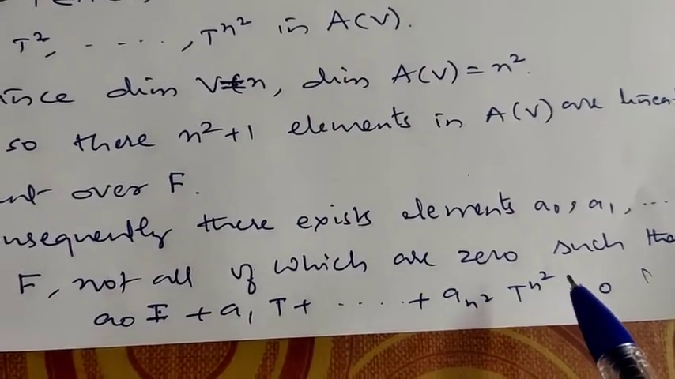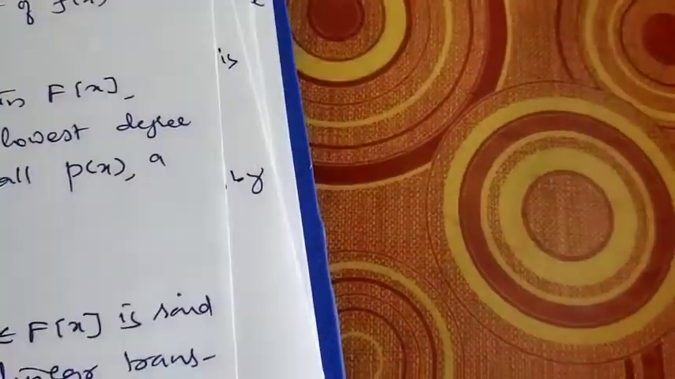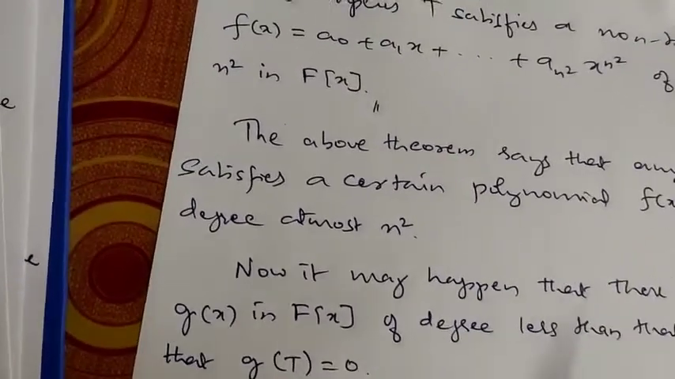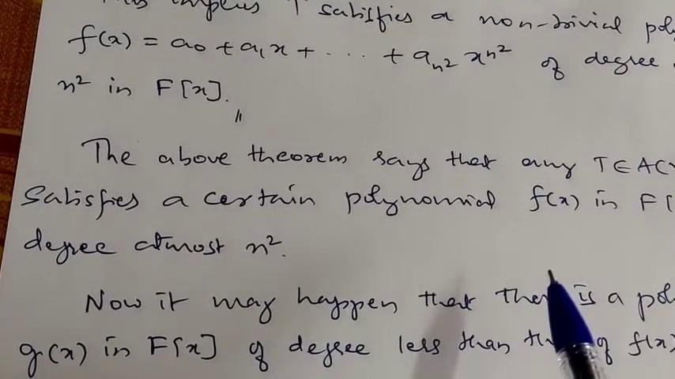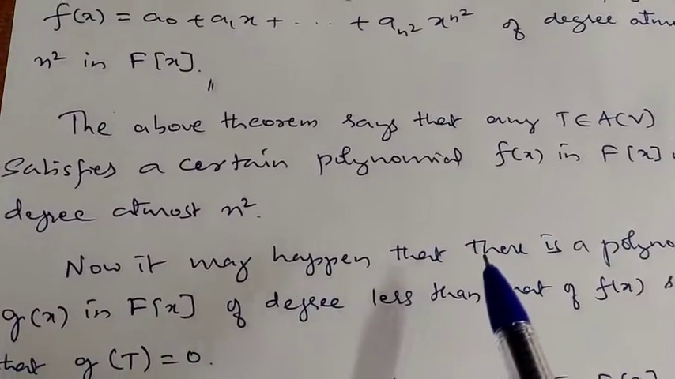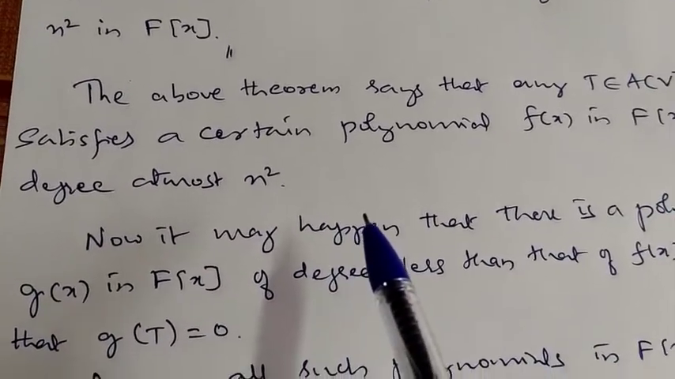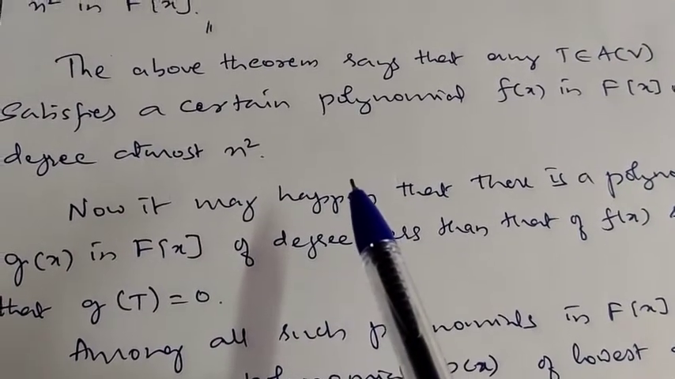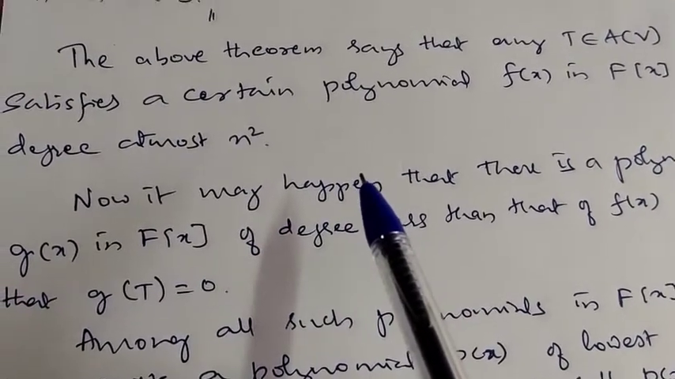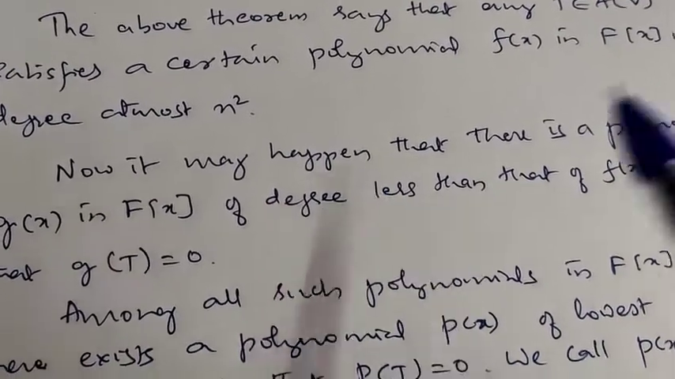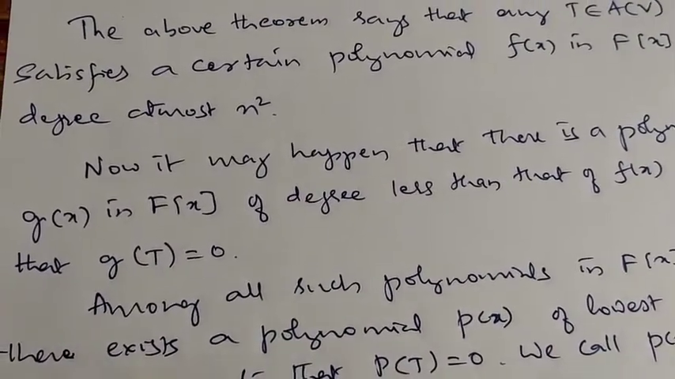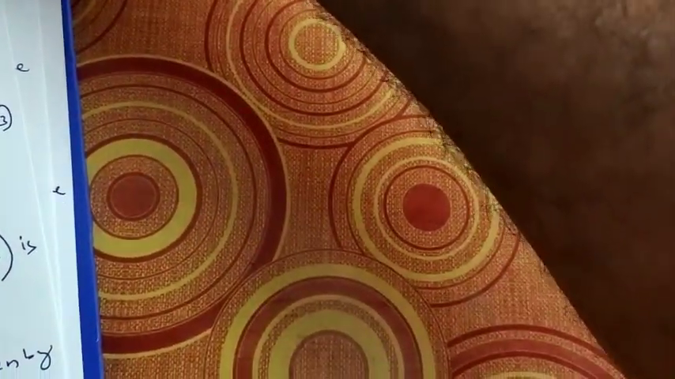This is the theorem. This is a very simple result. So this theorem says that if t belongs to A of V, then t satisfies a polynomial of degree at most n square. As I said, it satisfies some polynomial, so I can choose the polynomial of smallest degree satisfied by t. Such a polynomial is known as the minimal polynomial, as I defined. Now let's take up the other definition.